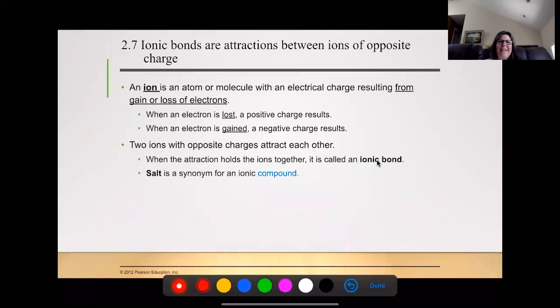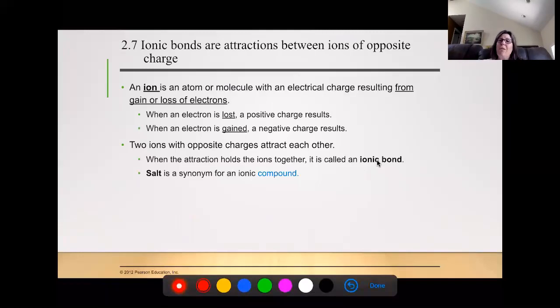Now, an ion is an atom or a molecule with an electrical charge resulting from a gain or loss. So it's like the atoms are saying, just take my electron, or I'll give it to you, or I'm going to just take it. When an electron is lost, that atom is now positively charged because it has more protons than electrons. If an atom gains an electron, it's now negatively charged because now it has an extra electron.